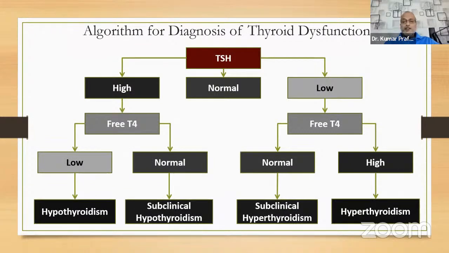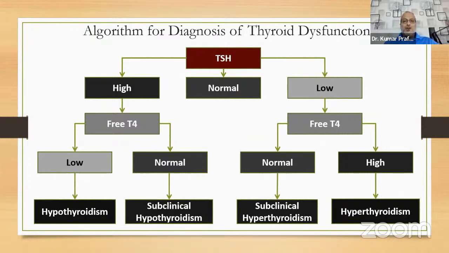Now, let us move forward to interpretation of thyroid function based on TSH. The first thing is that when TSH is normal, let us consider that thyroid function is normal. For the time being, we will discuss variations later on. So when TSH is normal and T3, T4 are normal, we consider it as normal thyroid function. Now there are two conditions: TSH is high or TSH is low.